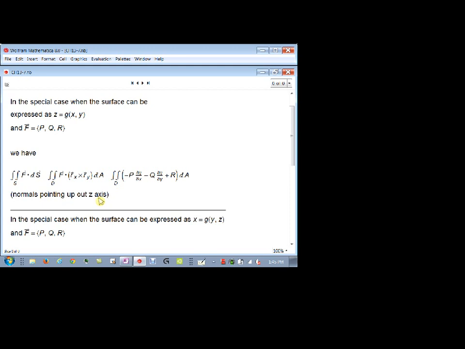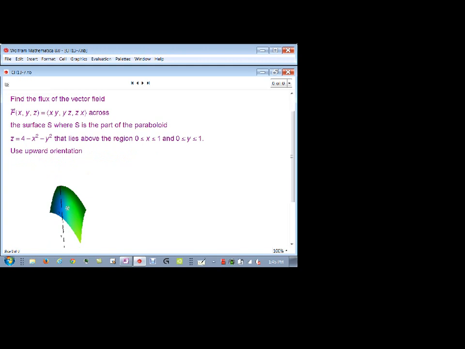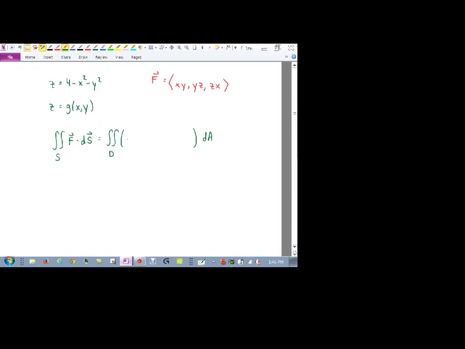But we also have to make sure the formula is being used correctly. This is if we want our normals to be pointed up out the z-axis. What did I ask for in this problem? Upward orientation, meaning up is positive, okay? And that's what we have with that formula, right? Up is positive. So I will use that formula exactly. So I'll go ahead and write down, I'm using negative P partial g with respect to x, minus Q partial g with respect to y, and then plus R.